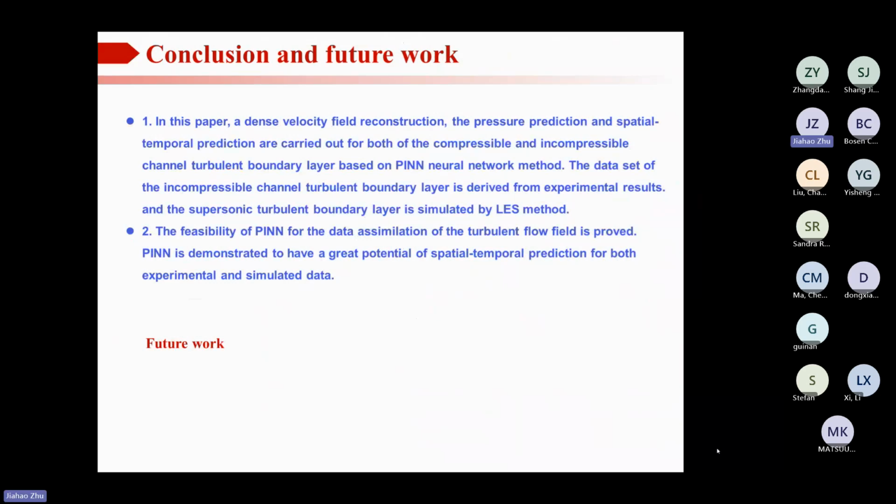derived from experimental results, and the supersonic turbulent boundary layer is simulated by the LES method. The feasibility of PINN for the data simulation of the turbulent flow field is proved. PINN demonstrated to have a great potential of spatial temporal prediction for both experimental and simulated data.